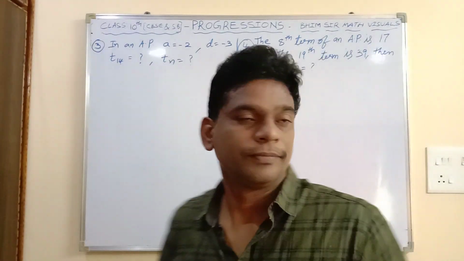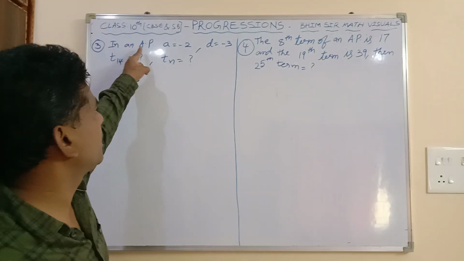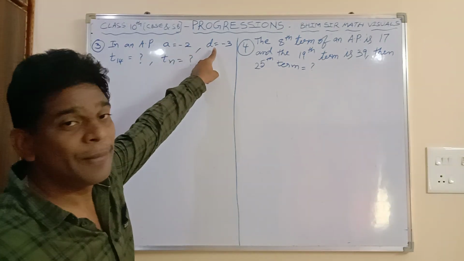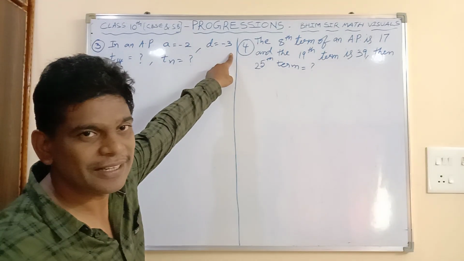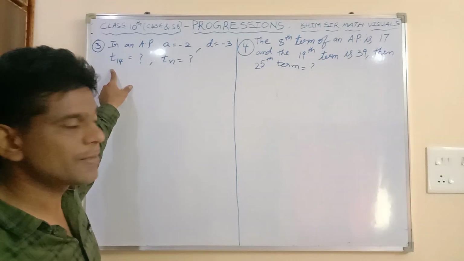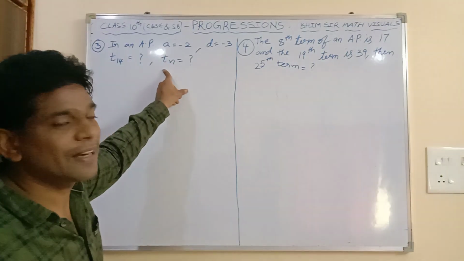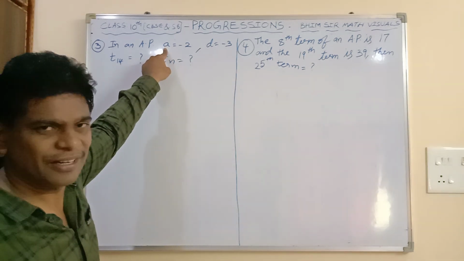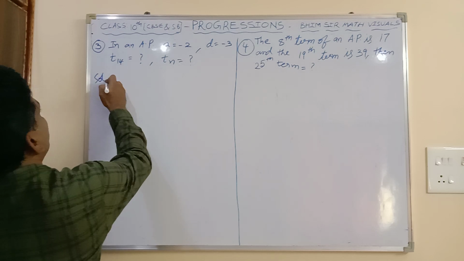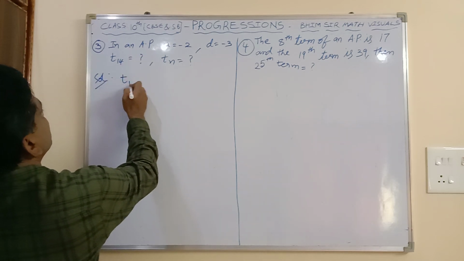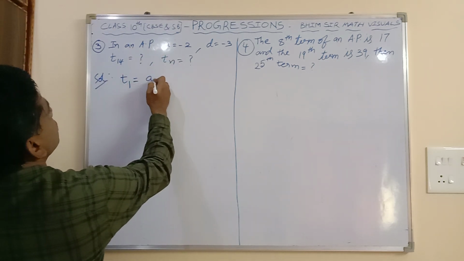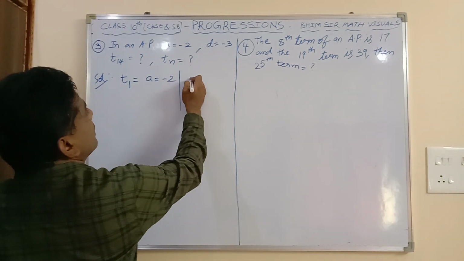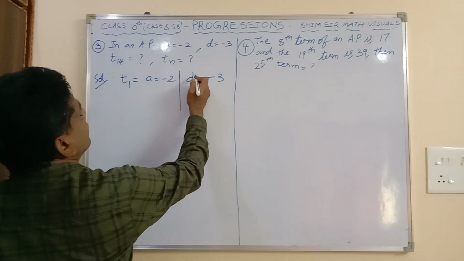Third question. In this arithmetic progression, A is equal to minus 2 and the common difference D is equal to minus 3. Then the 14th term is asked, and similarly the nth term is also asked. A means minus 2, the first term, given indirectly here. First term of the arithmetic progression T1 is equal to A, which is minus 2, and common difference D is equal to minus 3.